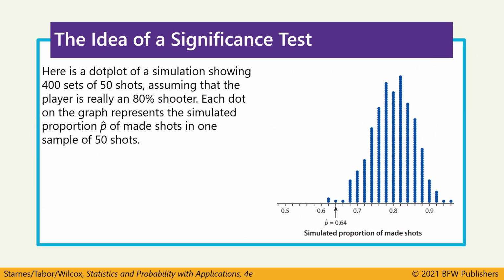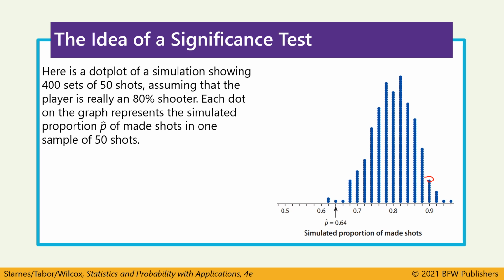So we've looked at these simulations before. In this dot plot, we've simulated 400 sets of 50 shots. So imagine just taking a random number from 1 to 10. If it's 1 through 8, he makes the shot. If it's 9 or 10, he misses it. We do that 50 times. We find the proportion. Each one of those is going to be a dot on this dot plot here.